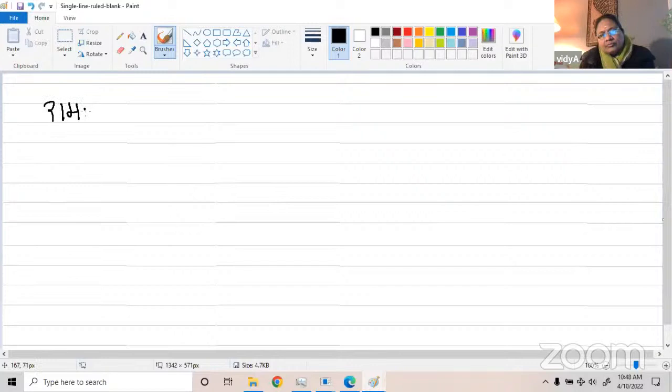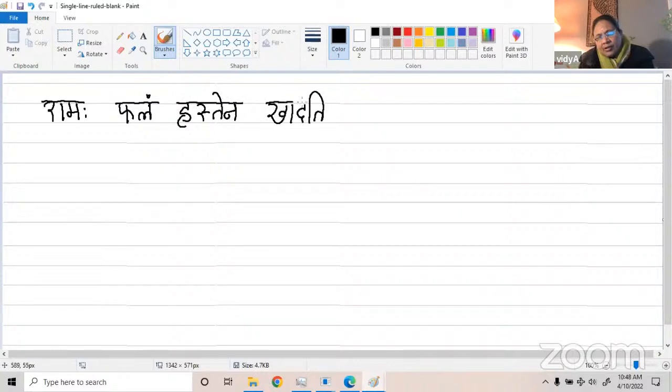So we start off with Ramaha phalam hastena khadati. What does that mean? Rama, name; phalam, fruit; hastena, by hand; khadati, eats. This will transform into the equivalent of khadati in karmani prayoga, and the equivalent is khadyate.